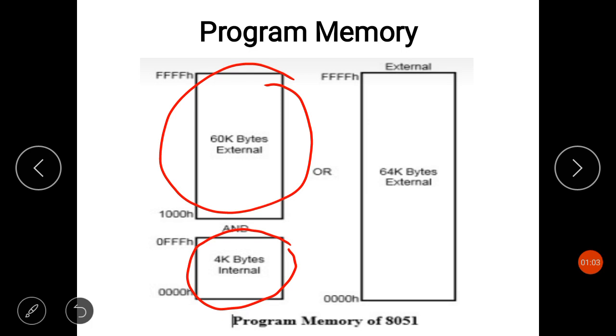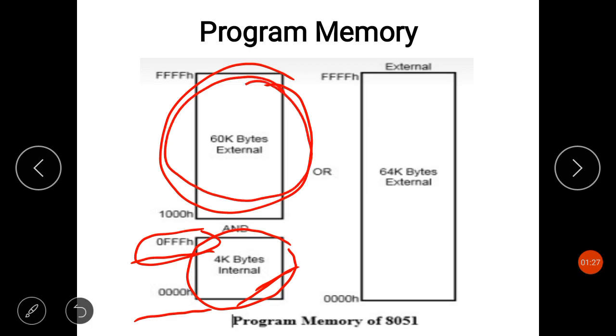So in case of 4 kilobytes of internal ROM, the address space is 0000H to 0FFFH, and if the program address exceeds this value, then the CPU will automatically fetch the code from the external memory.